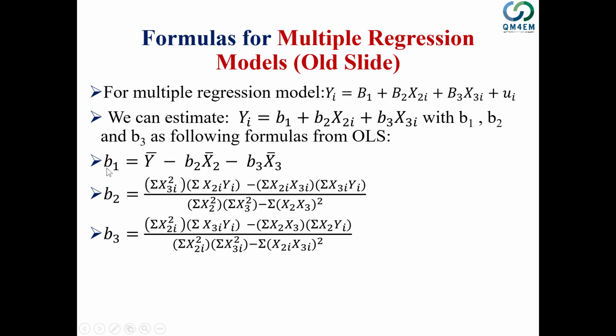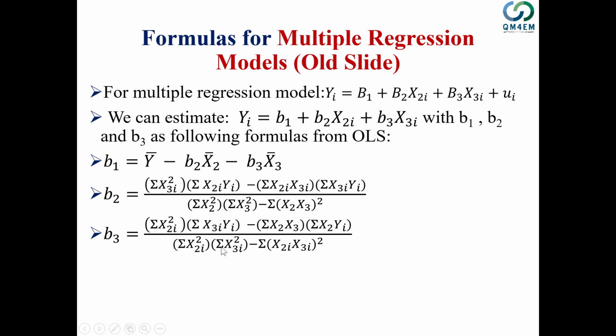How do you calculate B2? B2 can be calculated from the summation of the x3 values squared, then the sum of the product of x2 and yi, then the sum of x2 x3 multiplied with the sum of the product of x3 and yi columns, and similarly being divided by summation x2 square, summation x3 square, and the product of summation x2 and x3. So now similarly you have a formula for B3 as well.